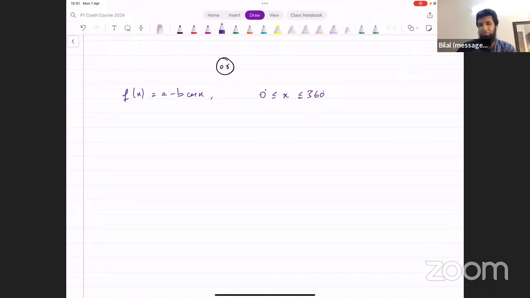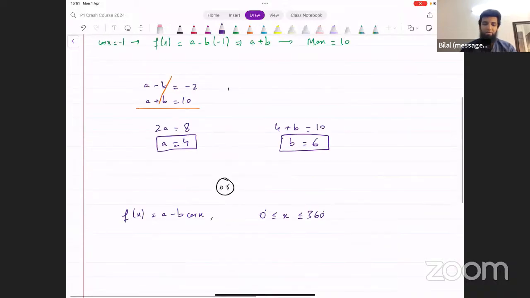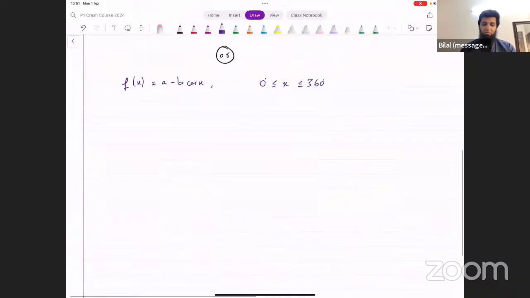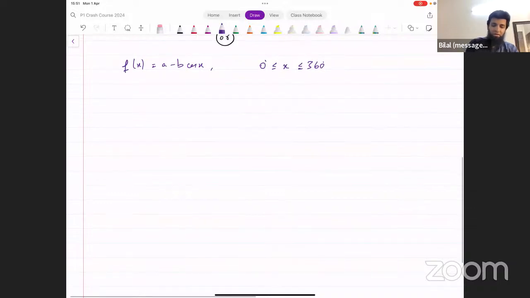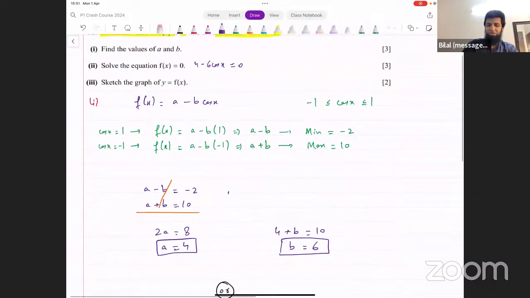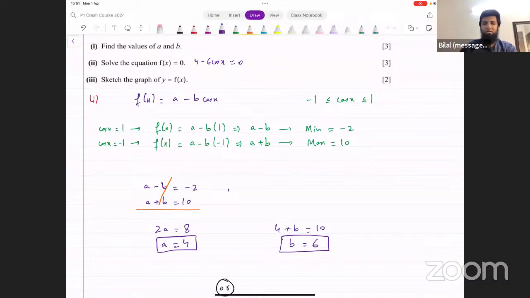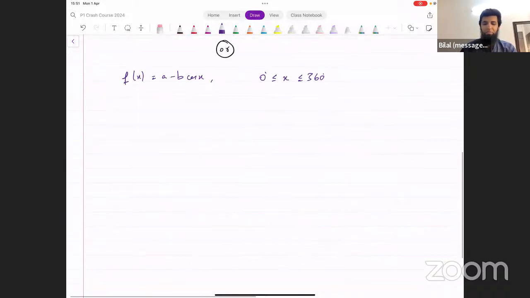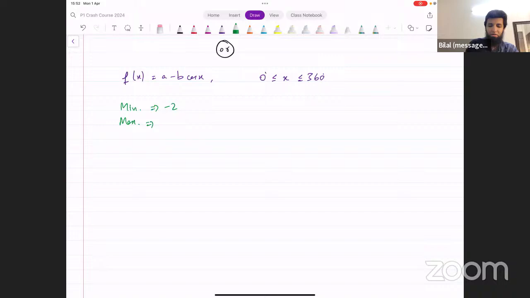Now it's trickier than the other one, as in this requires some thinking. The previous one was just like putting values and getting the result. So there was not a lot of thought process involved there as such. Easier to do, although takes slightly longer. But another way to think about this could be, your question is telling you the minimum value of this function is minus 2 and the maximum value is 10.